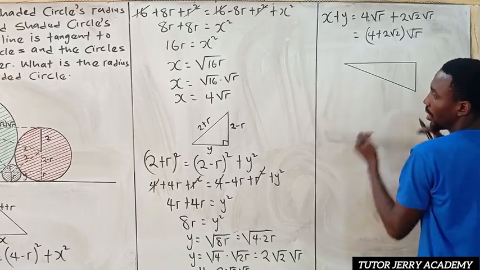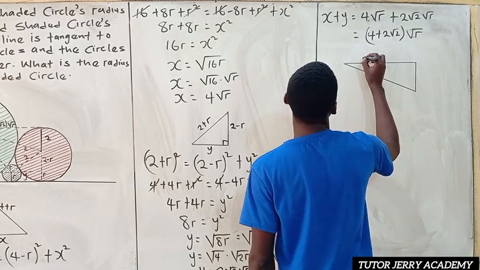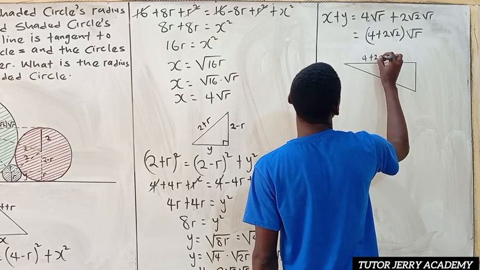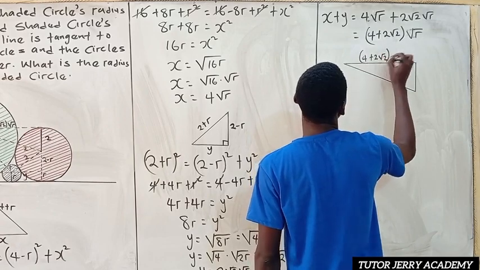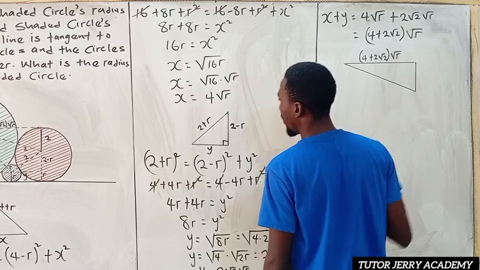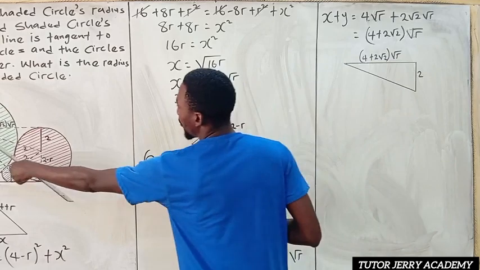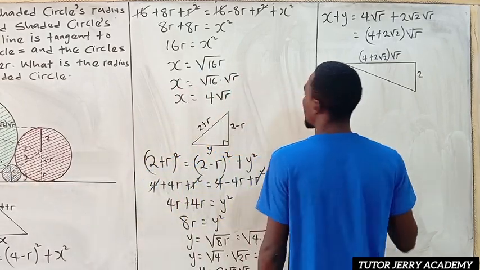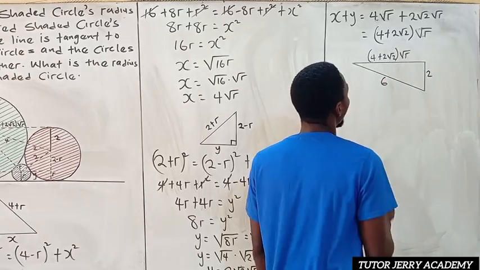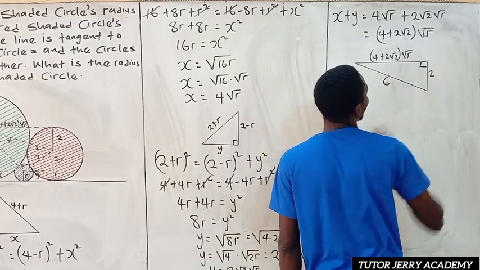All right, so now we have here to be what? 4 plus 2 root 2 into root r. All right, and here we have 2 there. Here we are going to have 4 plus 2, that is 6. So we are going to have 6 here. All right, now our rectangle will be in this side.